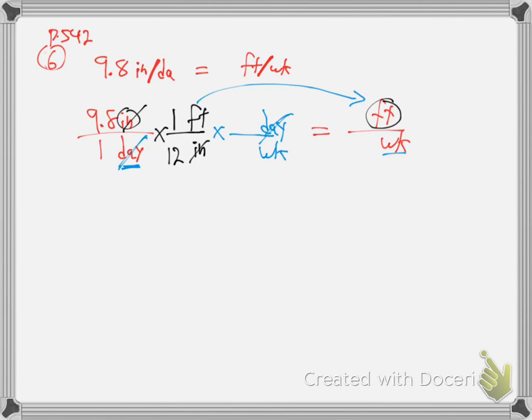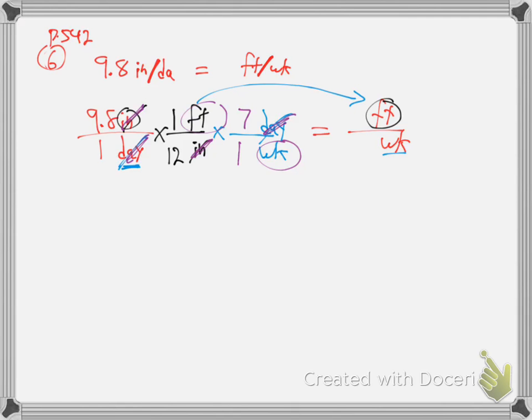Okay, so now that we got all the right words in the right places, you know the relationship between days and weeks. What's the relationship? 1 week, 7 days. 7 days is 1 week. And now, have I arrived where I want to be? So inches are gone. Days are gone. What's left over? Feet per week. That's what I want.